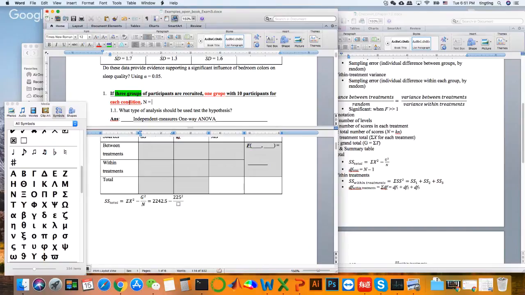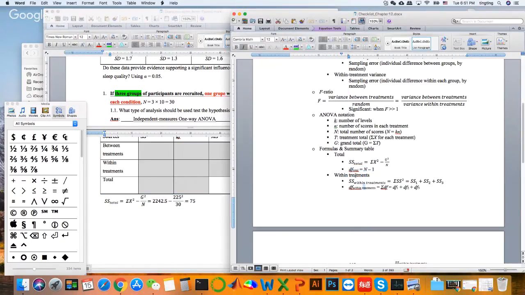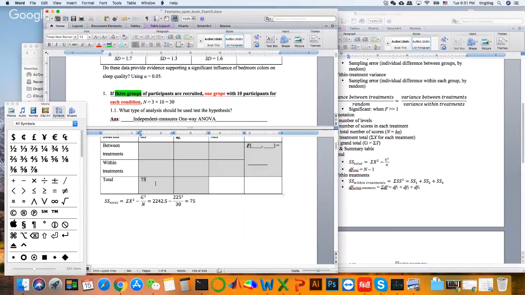N equals 3 times 10, which equals 30. So we also know N, which is 30, how many subjects in total? Right, you just use your calculator to compute. And we know this number equals 75. Right, finish this one. And the DF total equals, so put this number here, 75.